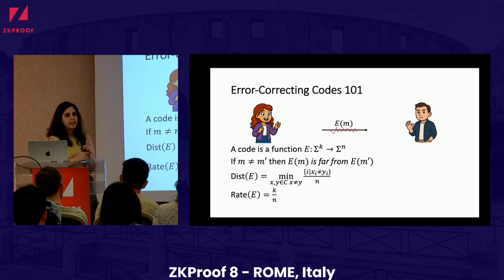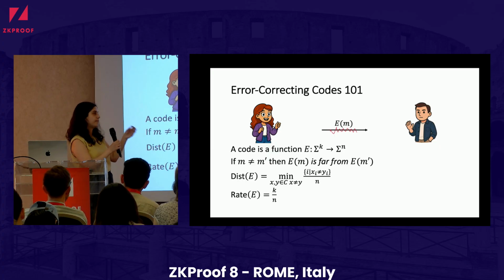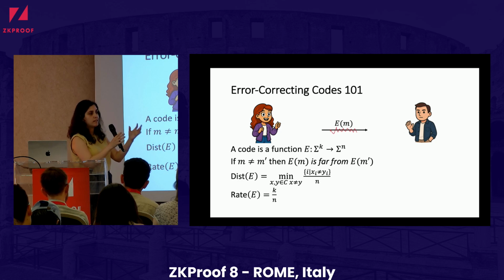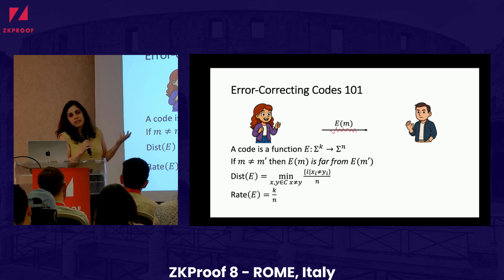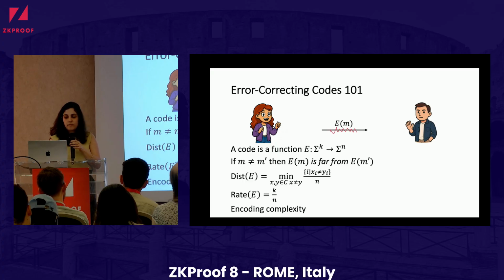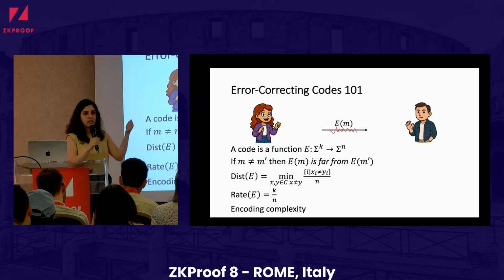Another thing we really care about with codes is the rate. You can think of it basically as how many bits or symbols of information I intended to send over the number I actually end up sending. So we want these two to be as close as possible. And finally, we care about encoding complexity, which is how long it takes Alice to compute the code word of her message.